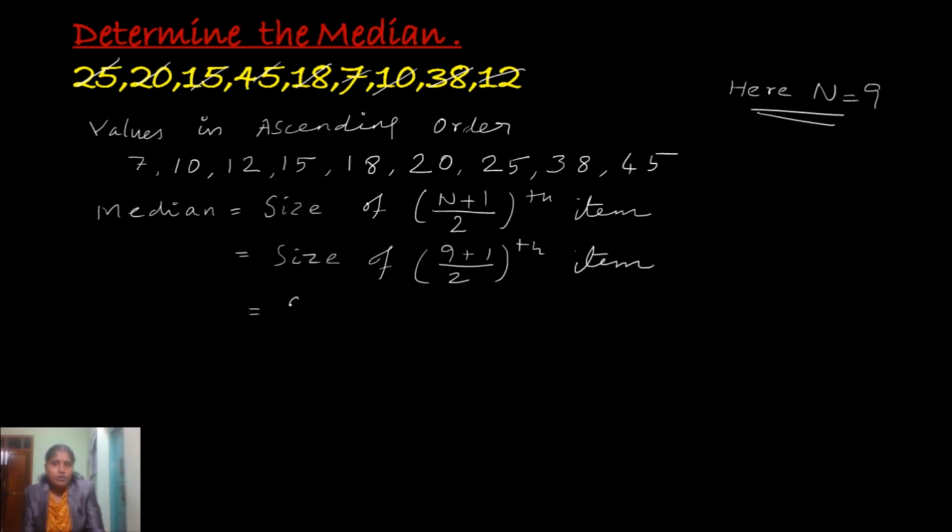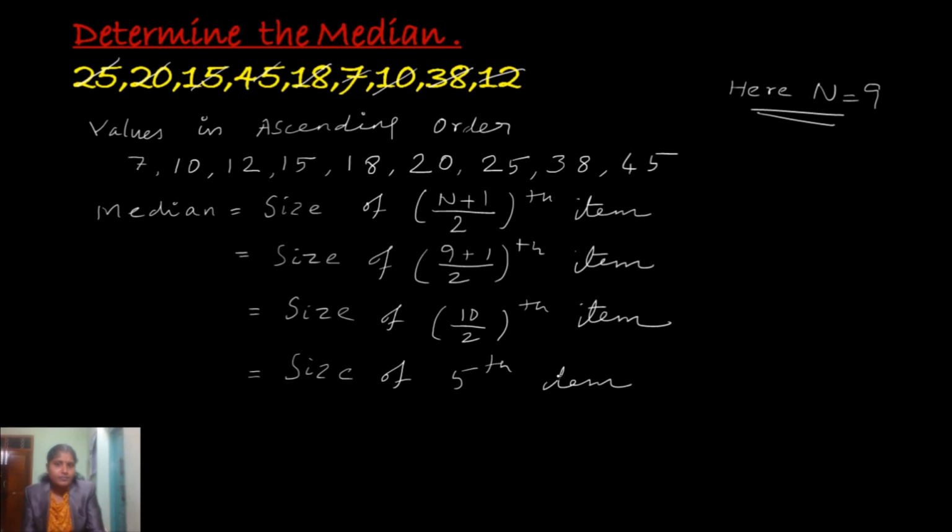When we add 9 with 1, we have size of 10 over 2th item. When we divide 10 by 2, we have the 5th item. That is, the value at the 5th position gives you the median in this case. In the 5th position, counting 1, 2, 3, 4, 5, we have the value 18. So, median is equal to 18.